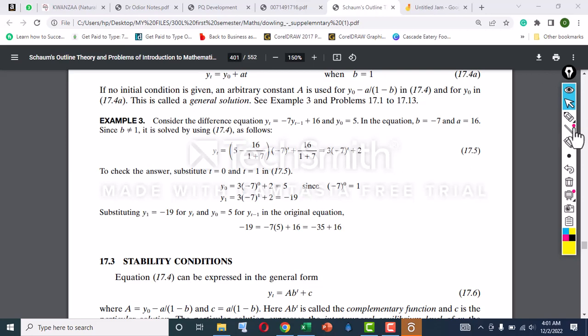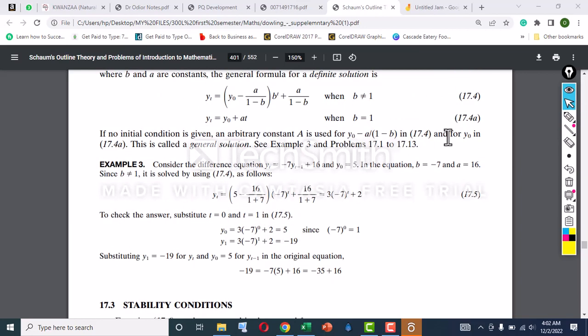We are asked to consider the difference equation yt. If you notice, in a difference equation the t is always at the base, unlike in a differential equation where the t is in brackets. So in a difference equation the t is actually in the base. So that's another way to know which one is a difference equation. We are told that we should find the general solution of this particular difference equation, this one here.